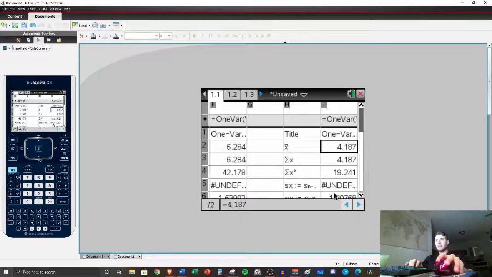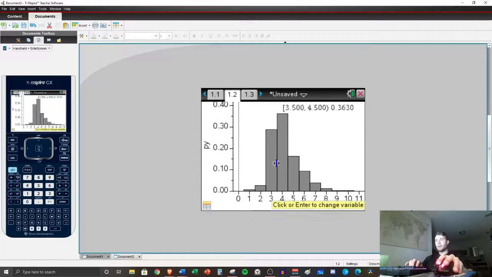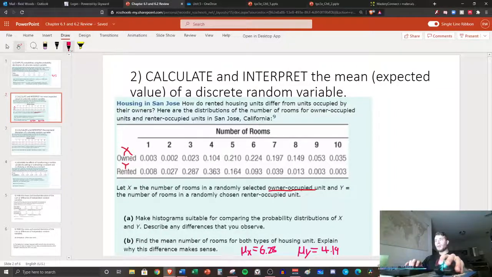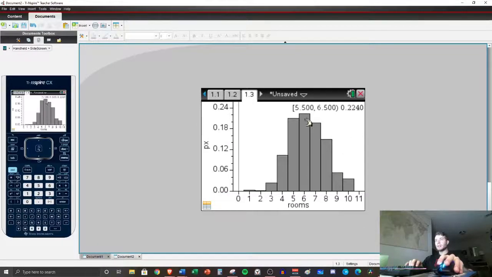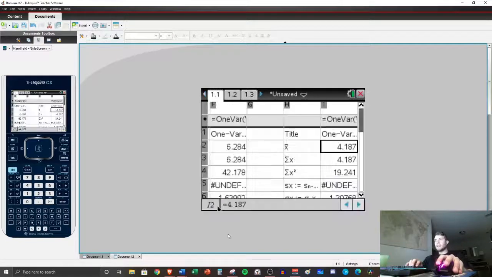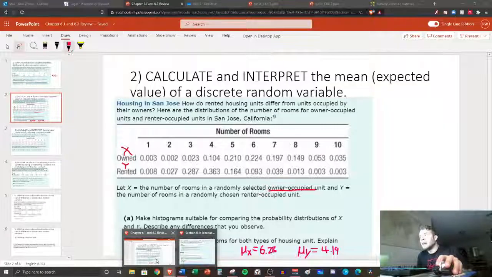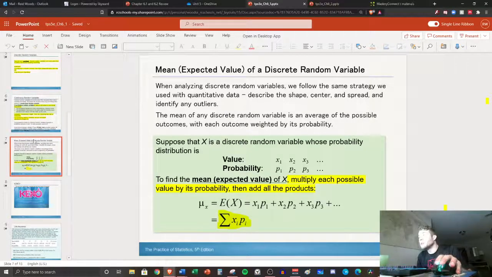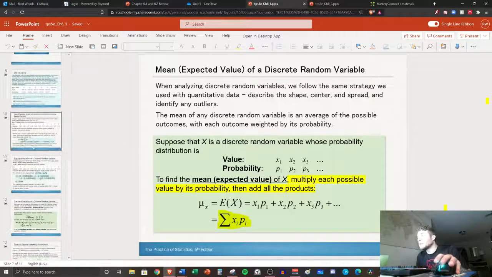And these values should make sense based on what we saw with our histogram. 4.19 makes sense here. Should be about there on that center. Go to this one. 6.28. Seems good. Yeah, that should be about right on that center there, right? Okay, perfect. So that's how we're finding the mean. You had different examples that we looked at in our notes. If you want to go back and remember those, yeah, absolutely, you can do that.